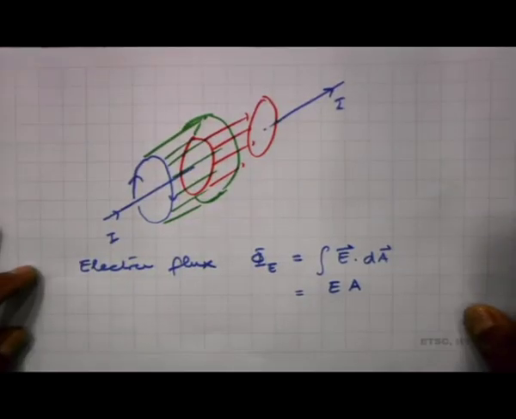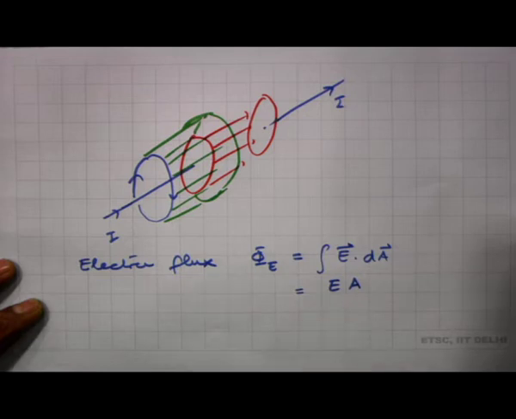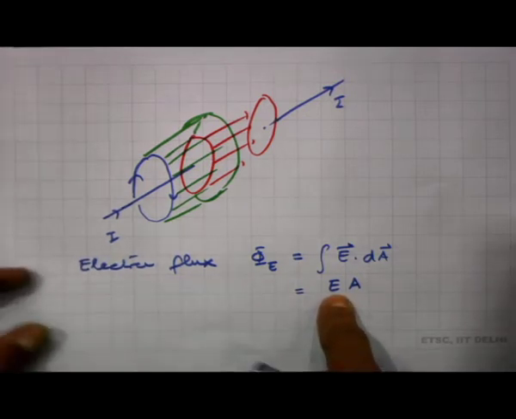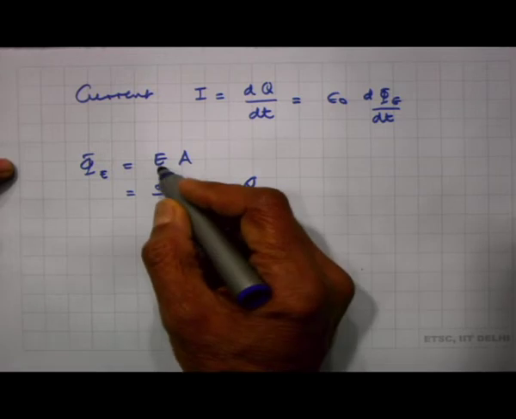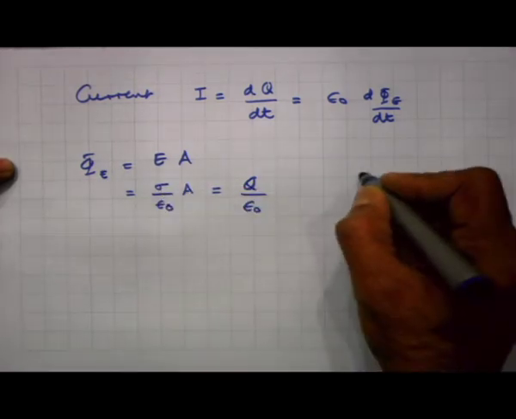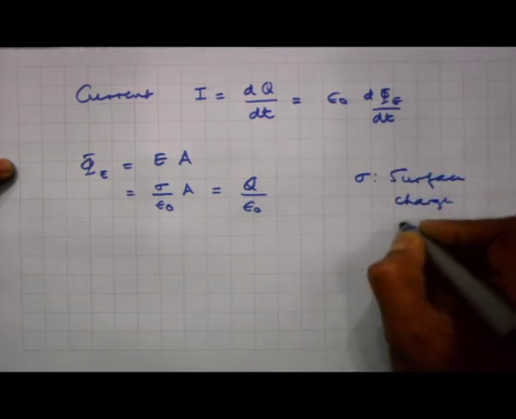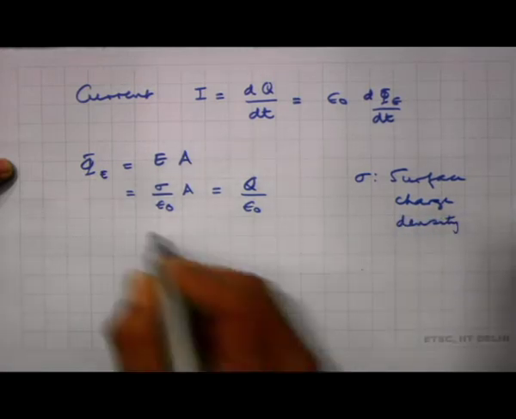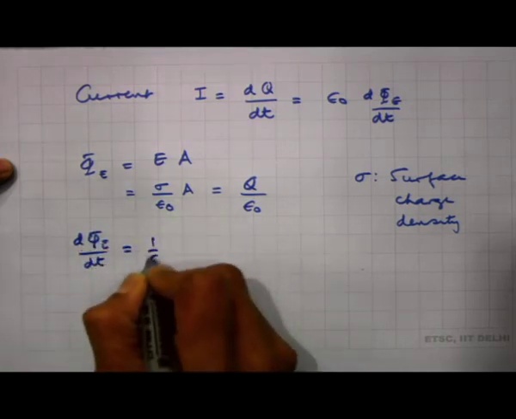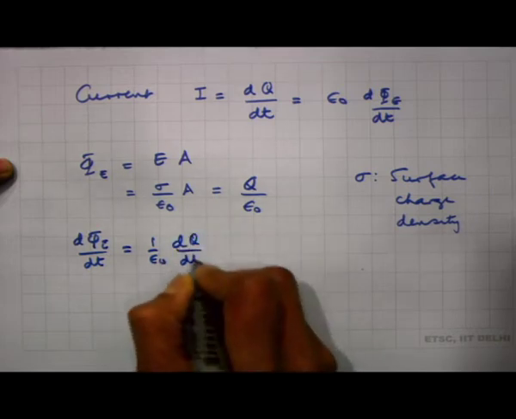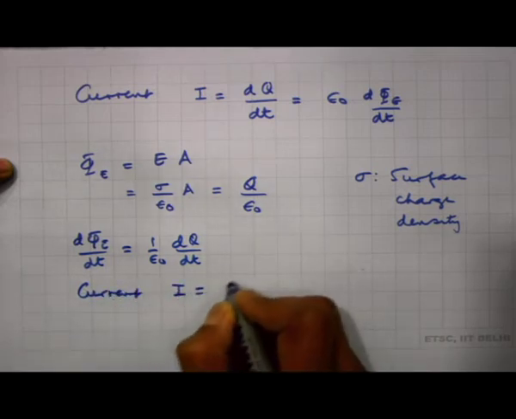So, the electric flux is given by phi E is equal to integral E dot dA, and the flux is simply given by, because electric field is uniform, A is the area of the plates. So, E times A, and the electric field is given by sigma by epsilon 0, sigma is the surface charge density, and sigma times A is q. So, d phi E by dt is equal to 1 by epsilon 0 dq by dt, and the current flowing through the wire is dq by dt.